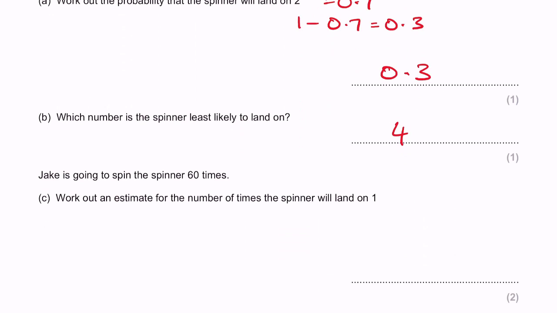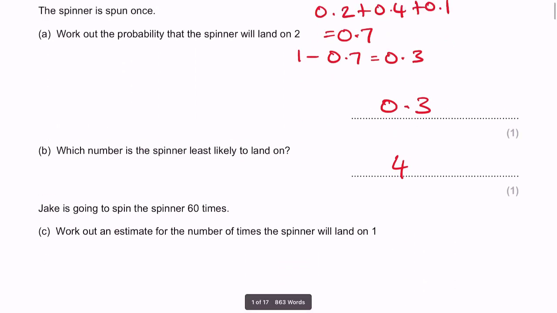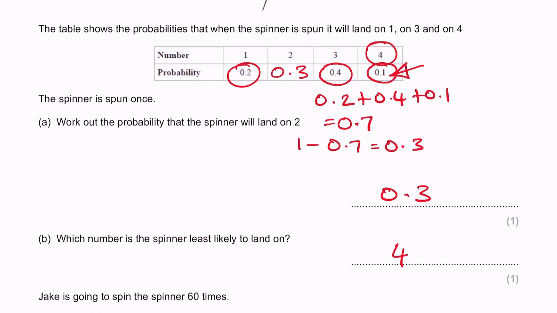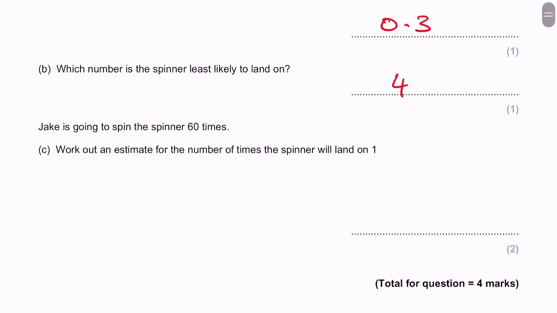Jake is going to spin the spinner 60 times. Work out an estimate for the number of times the spinner will land on 1. So first of all, the probability of 1 is 0.2. All we have to do is multiply 60 by the probability 0.2, and that will give us the answer of 12. So the answer is 12.